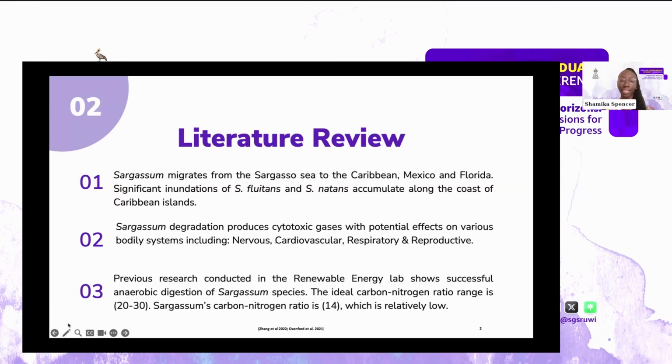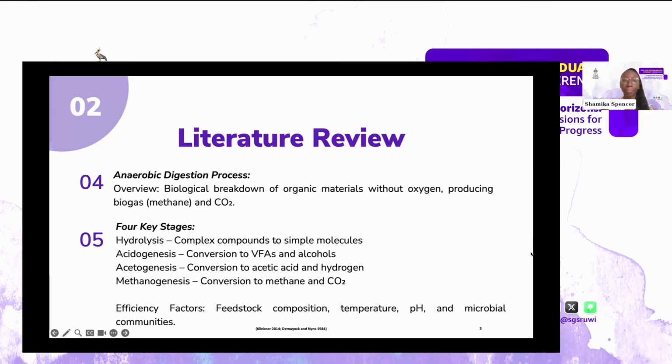There was previous research conducted in the Renewable Energy Lab here at the UWI Cave Hill campus, and it shows that sargassum seaweed can successfully produce biomethane through the anaerobic digestion process. It's important to note, though, that the ideal carbon to nitrogen ratio range for anaerobic digestion is 20 to 30, but sargassum's carbon to nitrogen ratio falls a bit short of that at 14, which is relatively low.